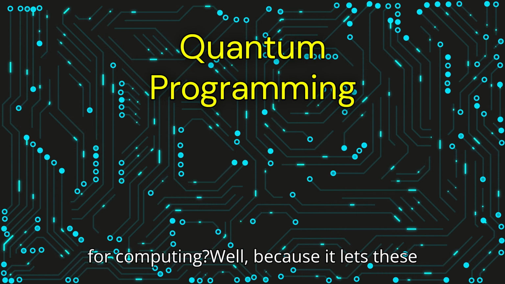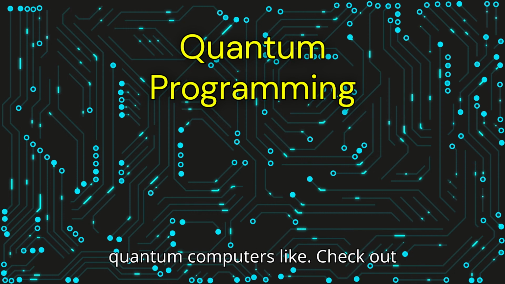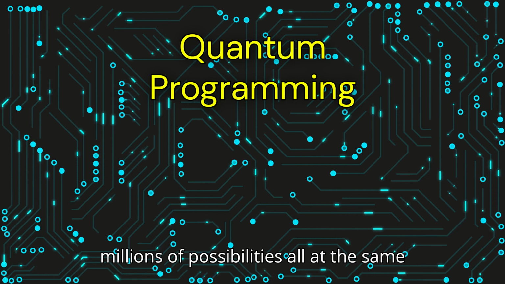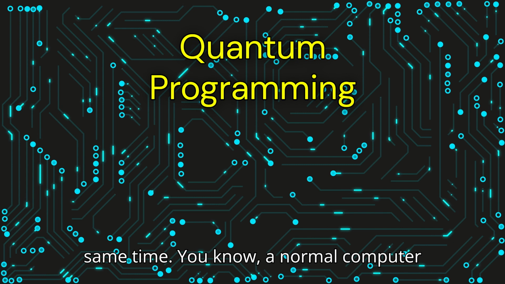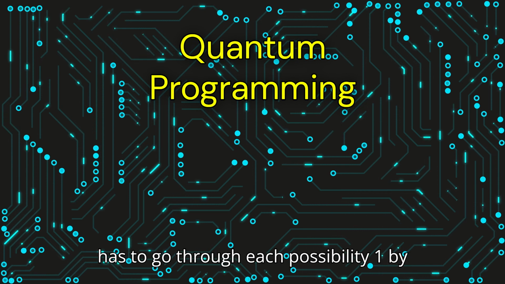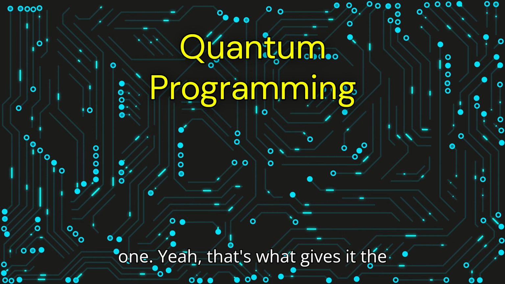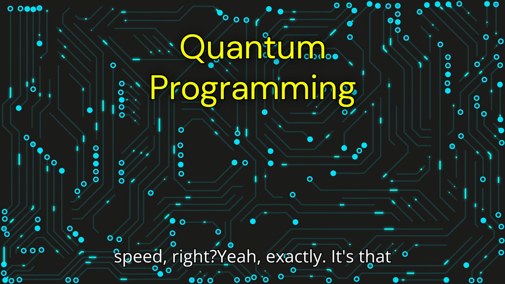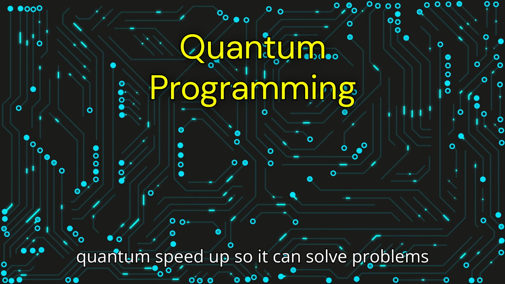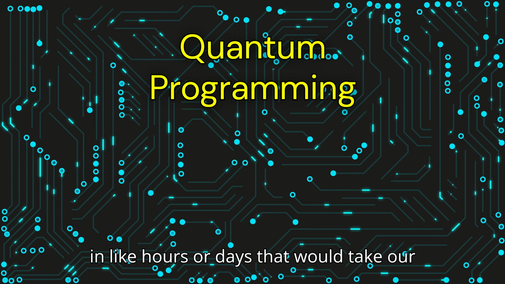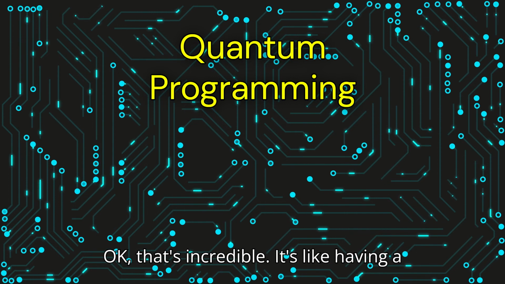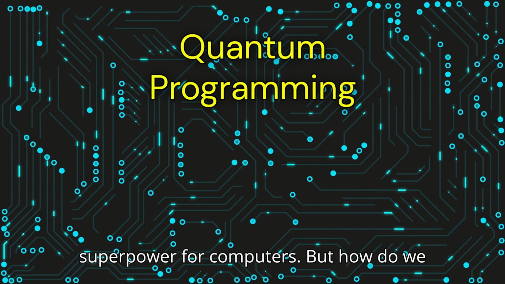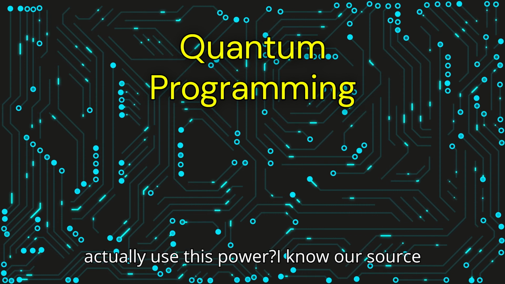Well, because it lets these quantum computers check out millions of possibilities all at the same time. It's like having millions of computers all working together at the same time. A normal computer has to go through each possibility one by one. Yeah, that's what gives it the speed, right? Yeah, exactly. It's that quantum speedup, so it can solve problems in hours or days that would take our normal computers billions of years. Okay, that's incredible. It's like having a superpower for computers. But how do we actually use this power?